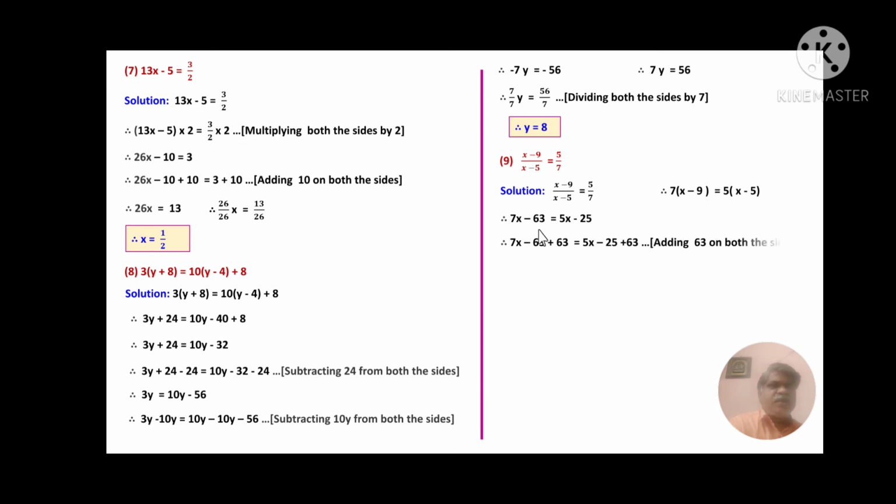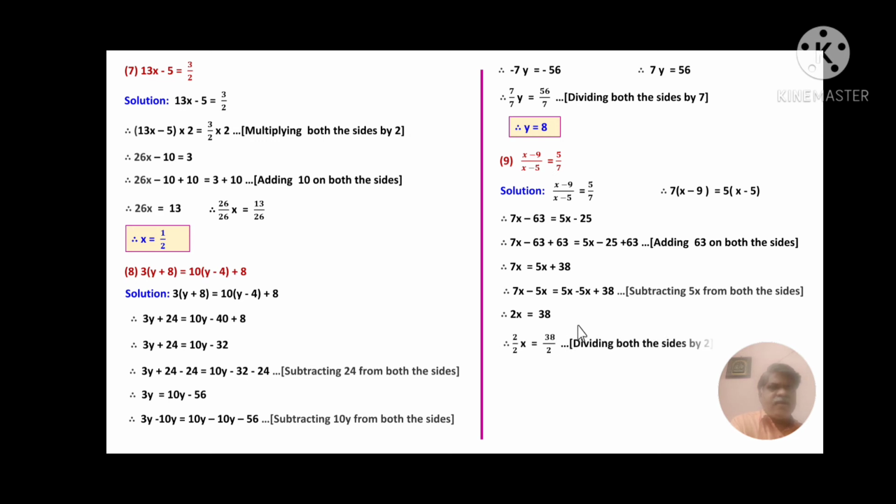Now we'll remove this minus 63, so add 63 to both sides. 7x minus 63 plus 63 is equal to 5x minus 25 plus 63. So on the left hand side, what is left is only 7x, which will be equal to 5x plus 38. Now remove 5x from both sides, subtract. Therefore 7x minus 5x is equal to 5x minus 5x plus 38. So friends, here on the left hand side, 7x minus 5x is 2x, which will be equal to 38.